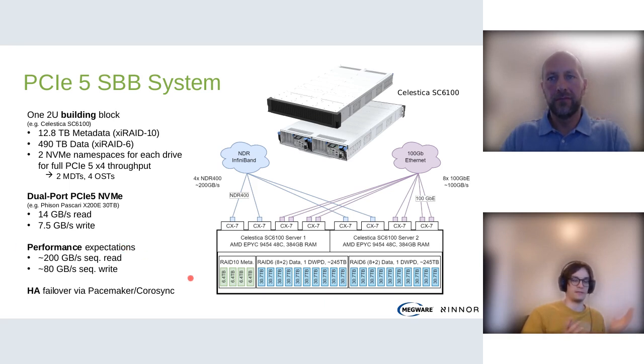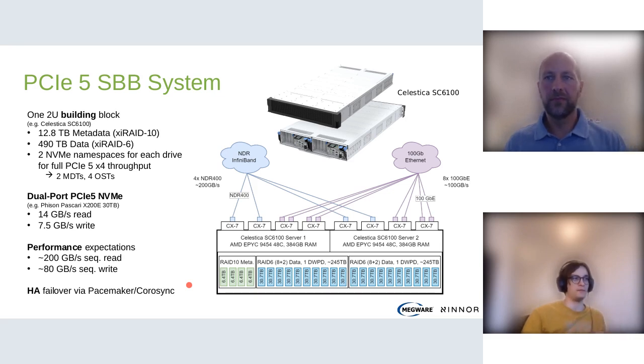So for instance, the Phison Pascari NVMe, which has quite nice specs with like 14 gigabytes a second read and 7.5 gigabytes a second write speed. So that's a pretty fast PCI 5 based dual port NVMe you could use. And then the remaining 4 slots, again, you could use for your metadata devices. So you can put in some smaller and even faster PCI 5 dual port NVMEs for metadata, for instance, like 6.4 terabyte drives in this example.